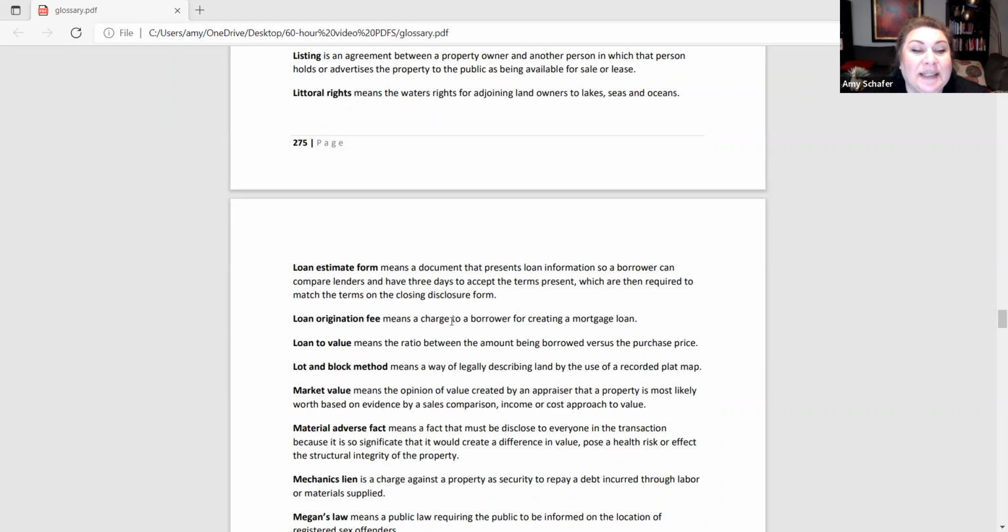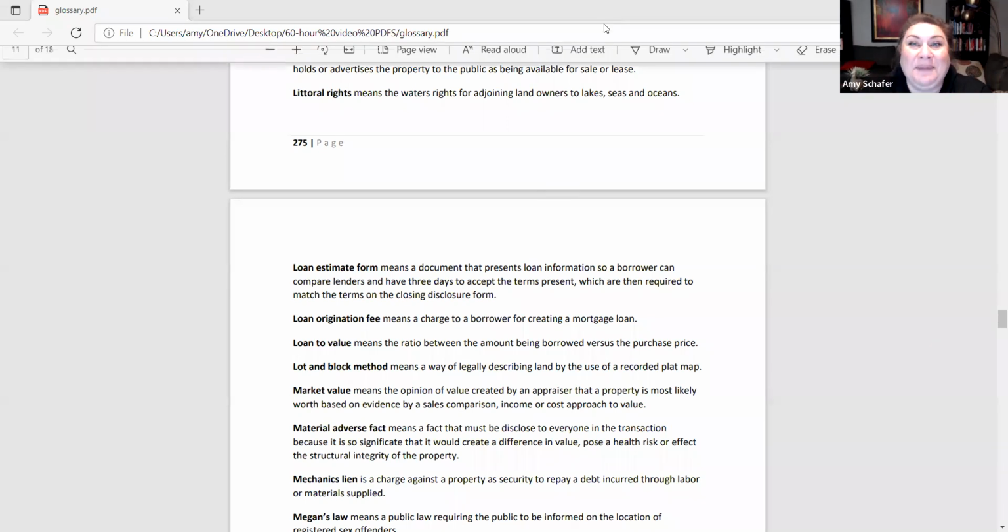And then we just discussed the lot and block method as a legal description. And this is the one you're probably going to see the most. But it's the one with the recorded plat map that's going to read something like Lot 7, Plat 4, Butterfly Kisses Estates. Okay, not the best name. But it's going to have a lot, a plat, and then the name of the subdivision.